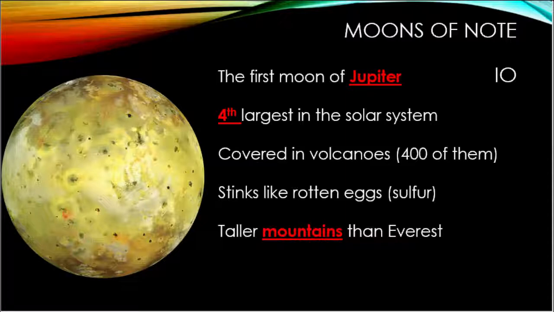So, on your worksheet, you have some blanks. It says it's covered in active, that would be volcanoes. Lava actually gets thrown from these volcanoes for hundreds of miles. Literally. These volcanoes put out a lot of smoke and sulfur. There are over 400 of these volcanoes.